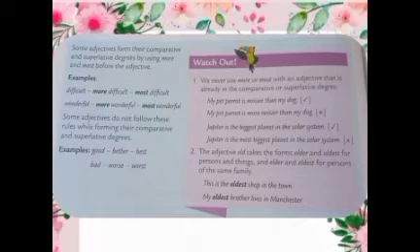Comparative or superlative degrees can't be formed by adding er or est or ier or iest for these. So in order to get the comparative degree, we should add more before the adjective, and most before it for the superlative. For example, difficult. We should not say difficulter or difficultest. We should use more before it, keeping the adjective as it is. We should just add more before difficult.